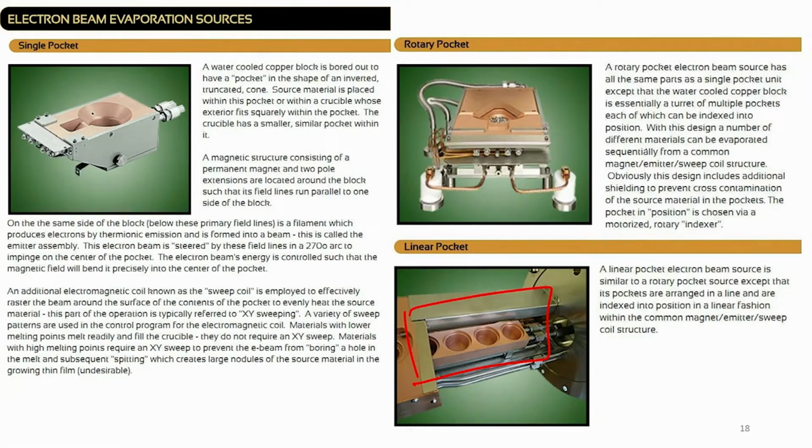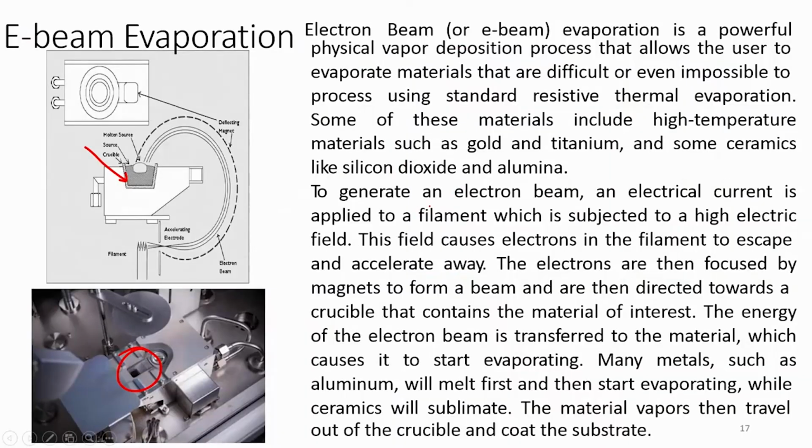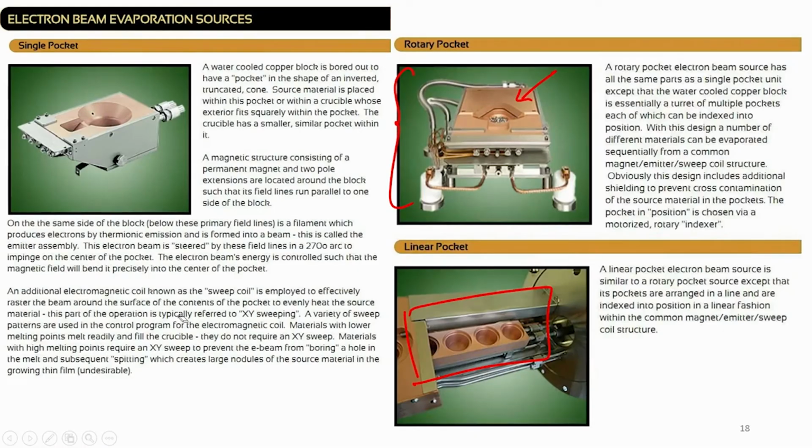With this design, a number of materials can be evaporated sequentially, not simultaneously, from a common magnet emitter sweep coil structure. Obviously, this design includes shielding to prevent the cross contamination of the source. So, this is a shield, and exactly this rotary pocket is in here. You see this is the system with rotary pocket. This is a shield so that when a material gets evaporated it will not deposit on the other sources. So, it can also act as a shield to prevent the cross contamination.